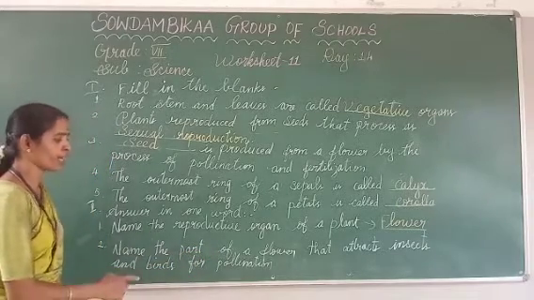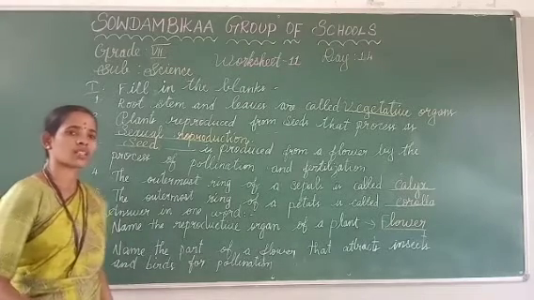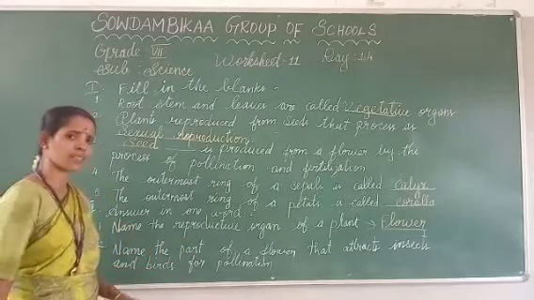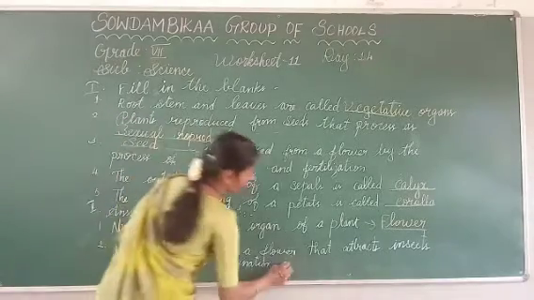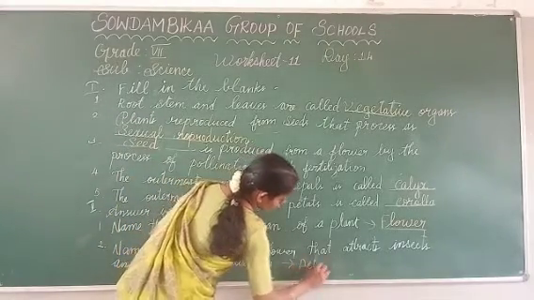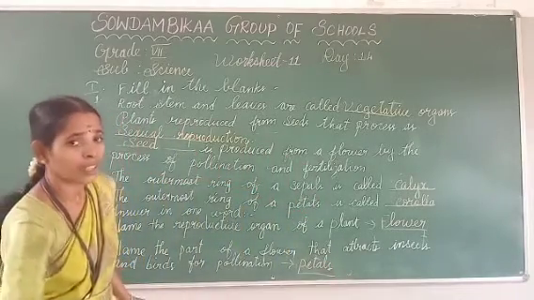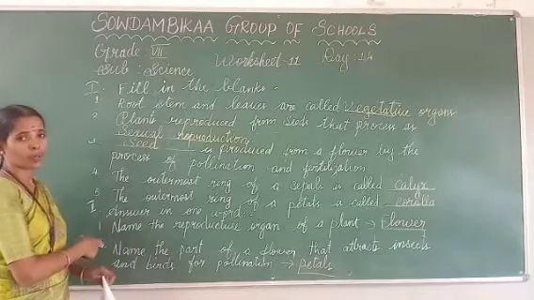The second question is, name the part of a flower that attracts insects and birds for pollination. Which part is going to attract the insects and birds? Which one? Colorful part. It is the petals. The answer is petals. Are you clear about this? I hope you are all correct in this first Roman number fully.